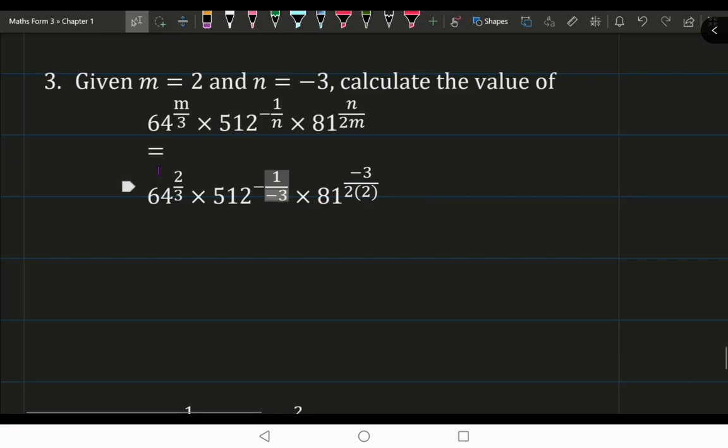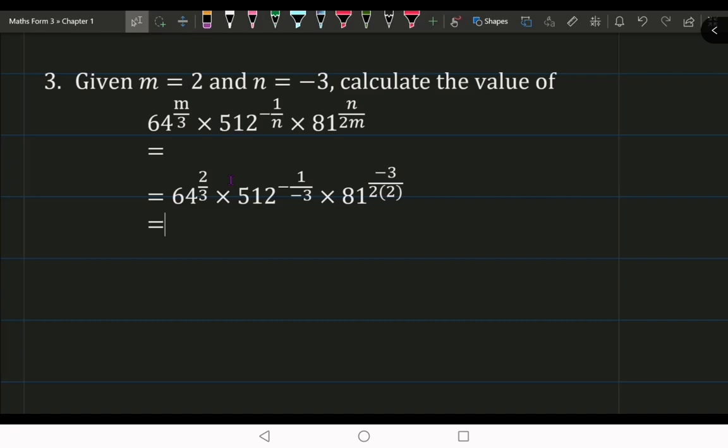So what happened? You will simplify already. So we are going to solve the problem with this one. We are going to have a cube root here, the cube root of 64. After that, you will need to square it. Negative, negative becomes positive, 1 over 3. Also the cube root of 512. After that, this negative, negative becomes positive, 1 over 3. So we get the other one, which is 81.